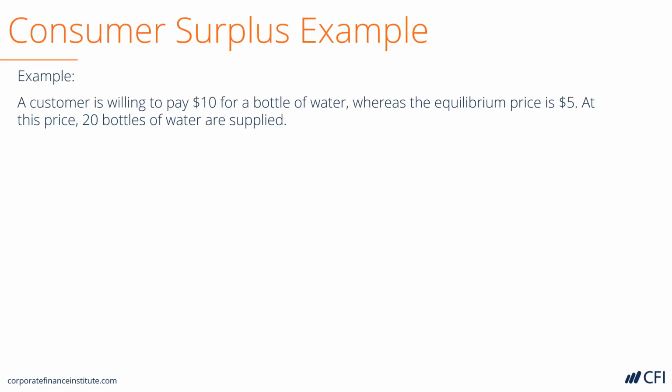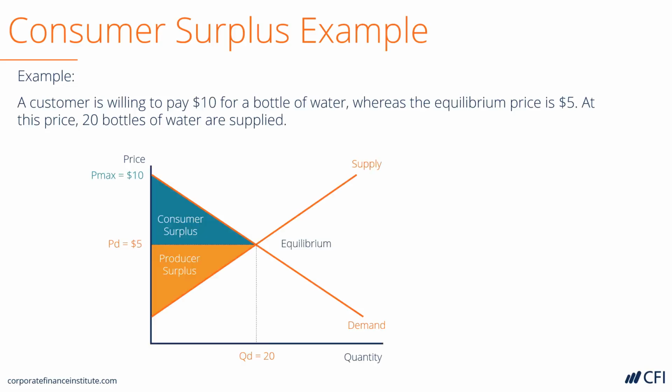A customer is willing to pay $10 for a bottle of water. The market price is $5, and 20 bottles are supplied in the market. So let's look at a graph of this equation. Maximum they're willing to pay is 10, market price is 5, 20 units are supplied.